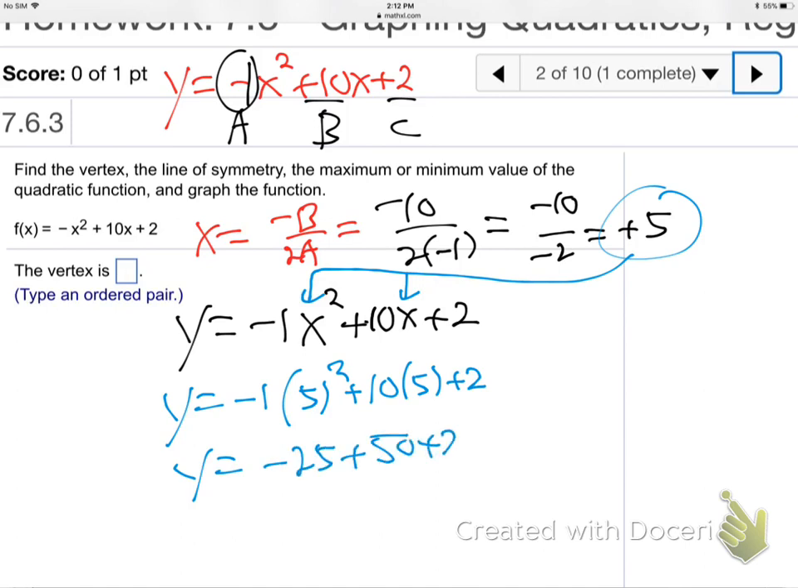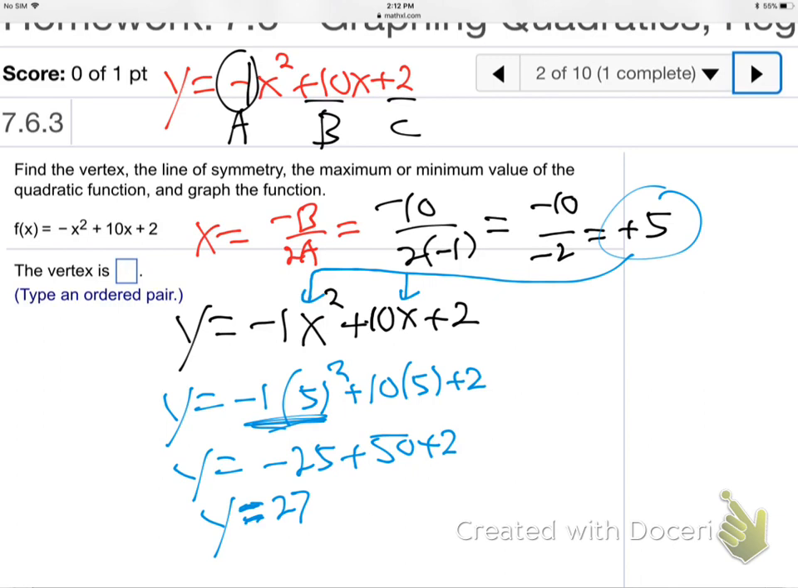Negative 25 plus 50 plus 2. I'm thinking 27. 25 plus 50 is not 27. It's negative 25. That negative is not squared, right? Only the x is squared, not the negative in front of the x. Everybody good on that? You guys watch out there that you didn't square that negative. Remember, a negative in front of x squared, that negative is not in the square, right? Everybody okay? Is everybody seeing that? Does everybody know what I'm talking about there?